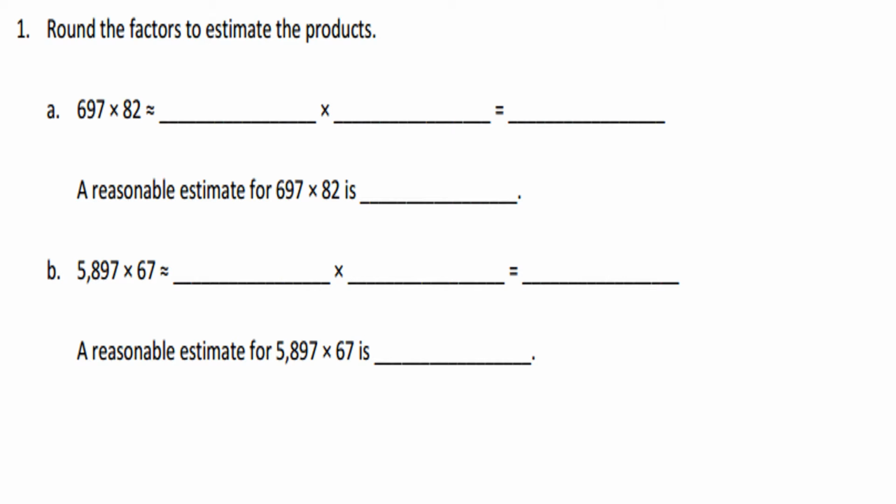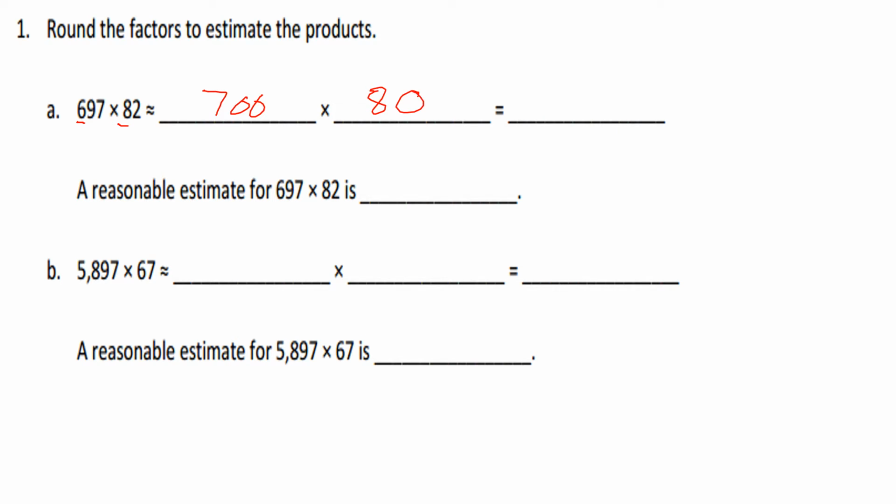Today we're estimating products by rounding our factors to the closest place value, or the largest place value. In this case, 697 is between 600 and 700, and it's closer to 700. 82, we're rounding to the tens, so is it closer to 80 or 90? It's going to be closer to 80.